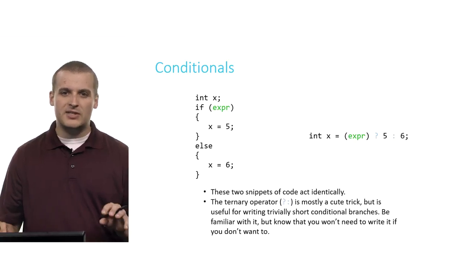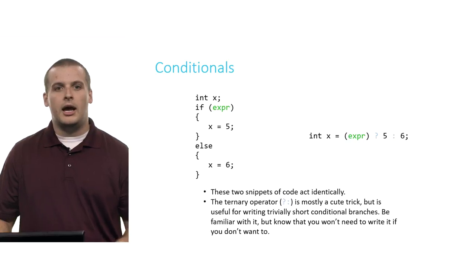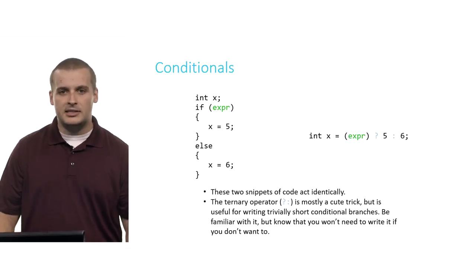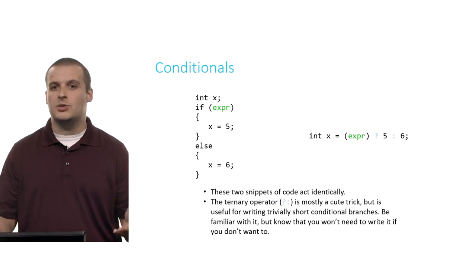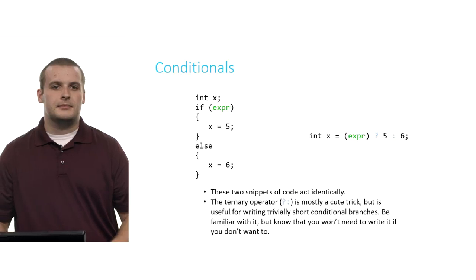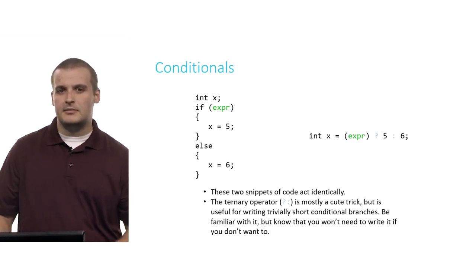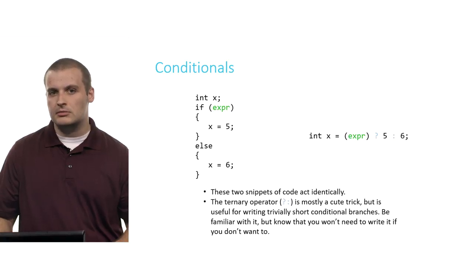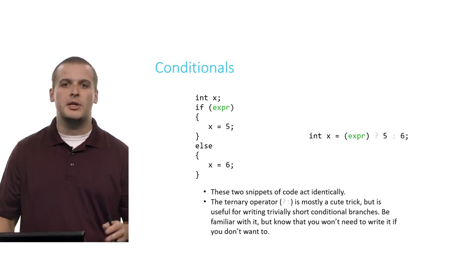So I have two snippets of C code here, one on the left and one on the right. The one on the left should probably be pretty familiar to you. I have int x, and it should probably be int x equals getInt or something like that. And then I'm making a decision. If some Boolean expression is true, assign x the value 5. Otherwise, assign x the value 6. That on the left should probably be pretty familiar from our discussion of if-else just a moment ago.